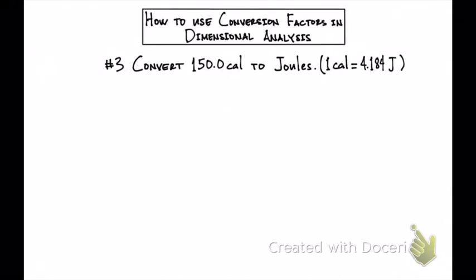And here's another example. Convert 150.0 calories to joules. So joule is the unit for energy, and you're going to be learning a lot more about this unit later on in thermochemistry. So 1 calorie is equivalent to 4.184 joules. So in order to convert from calorie to joules, you would need the conversion factor joule per calorie. So that would be 4.184 joules per 1 calorie.